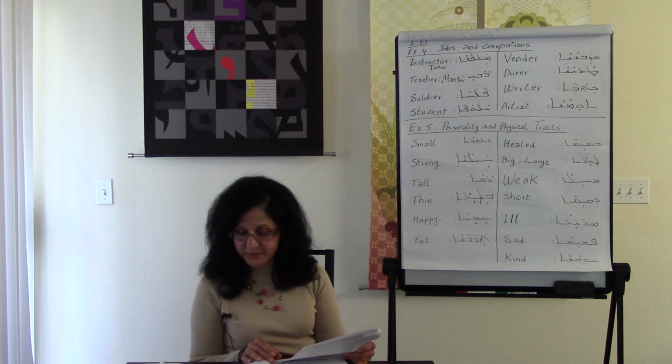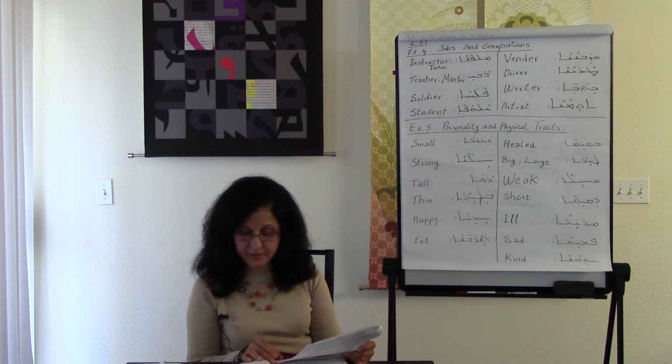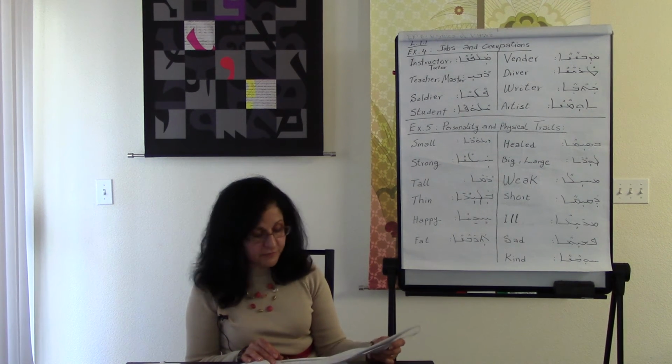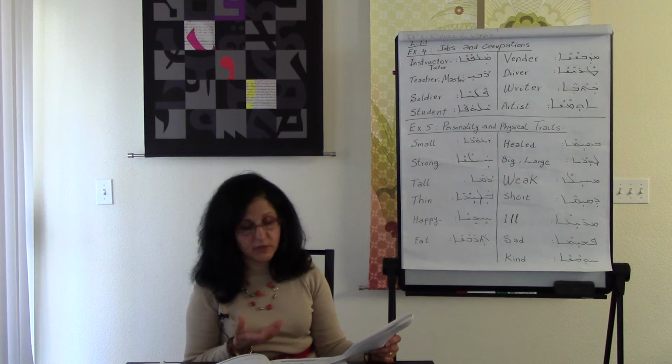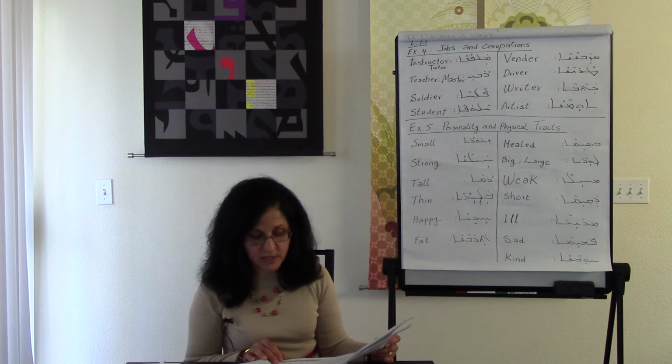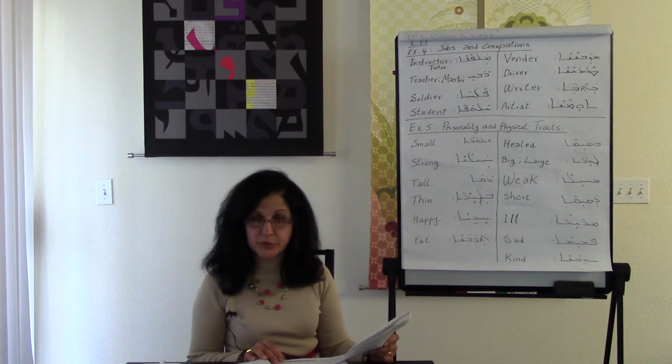Then in exercise 5, we have personality traits or physical appearance. Okay, for instance, I would say Ana khidya win pshima, and you will say Ana pshima win.